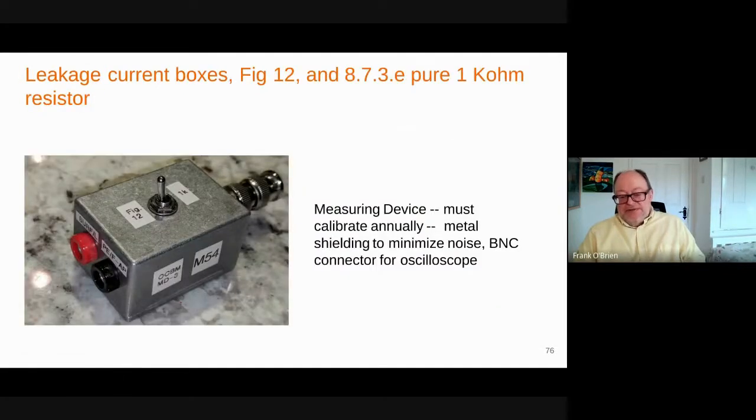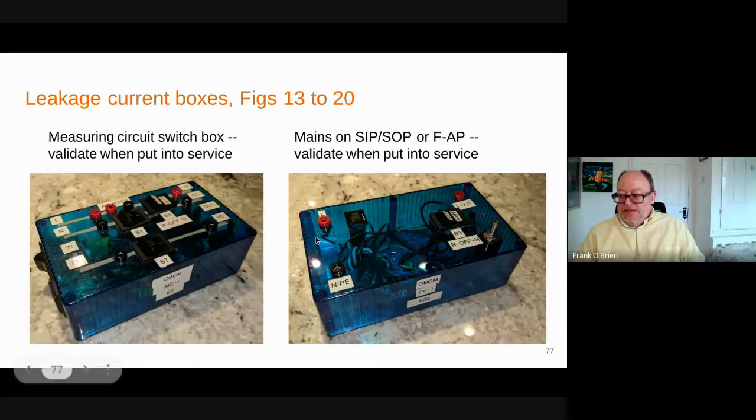You can make your own stuff. So this is figure 12. Here's your 2 points. Here's where you hook up your voltmeter, in this case, right to a scope. You can have your figure 12 and your 1K. Put it in a metal box that's shielded. You can build pass-through switch boxes. You can build a little isolation transformer and mains on other surfaces.